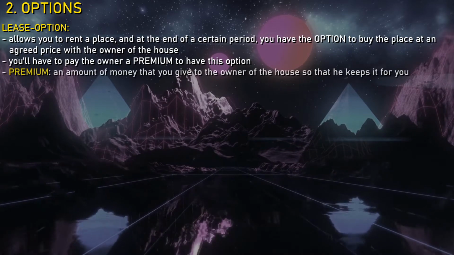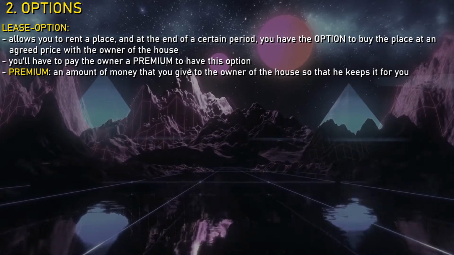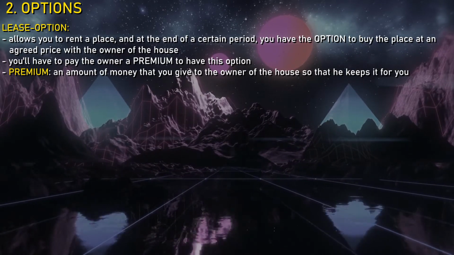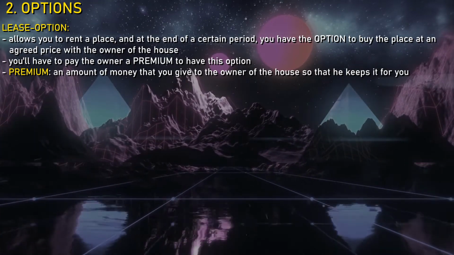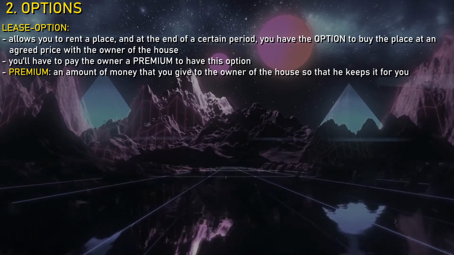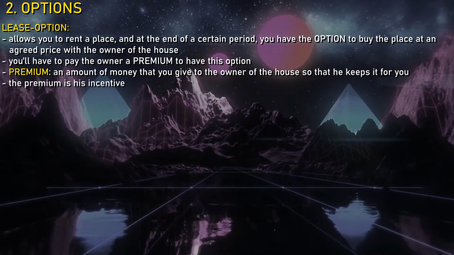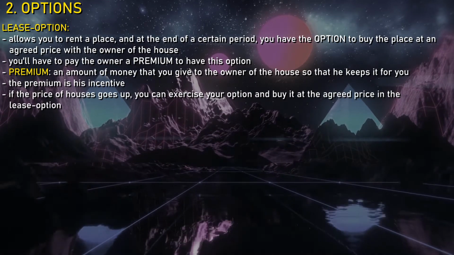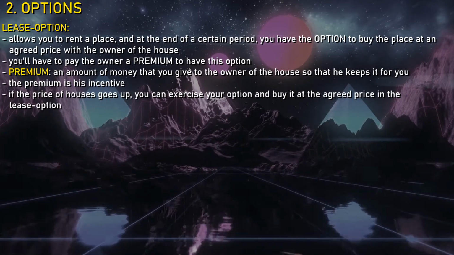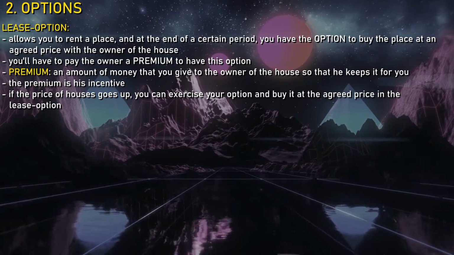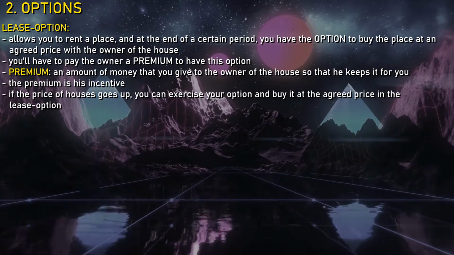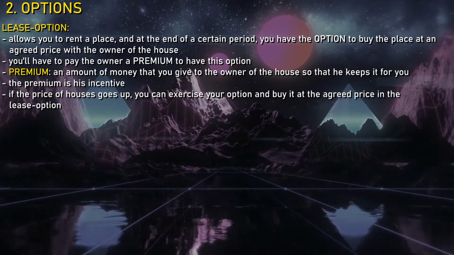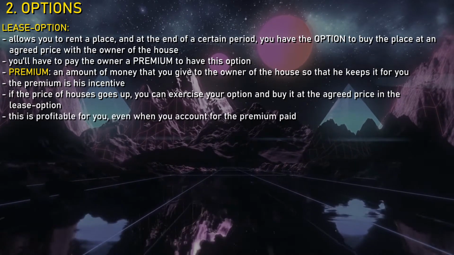This premium is an amount of money that you give to the owner of the house so that he keeps it for you. He won't remove his house from the market and give it to you at a certain price if he has nothing to gain. This premium is his incentive. If during your rental period you notice that the price of houses goes up, you can exercise your option and buy it at the agreed price in the lease option. Since the price in the lease option is lower than the current market price of the house, this makes it a good deal for you.